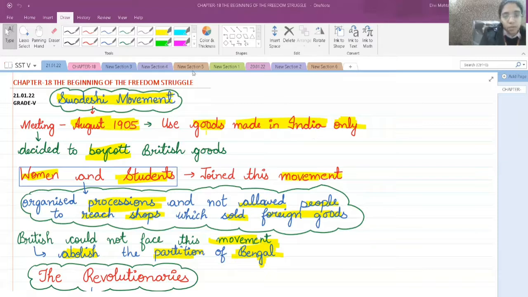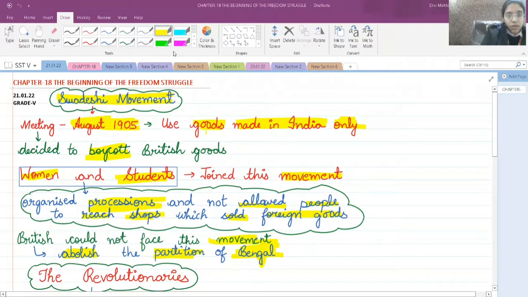Today we are going to talk about the Swadeshi movement. So, what was the Swadeshi movement? A huge meeting was held in August 1905. In that meeting, it was decided to boycott British goods.